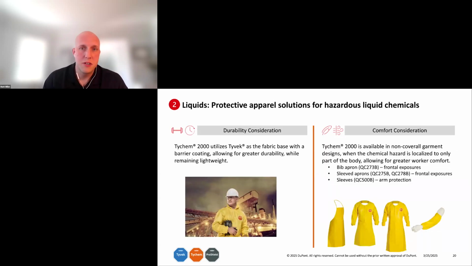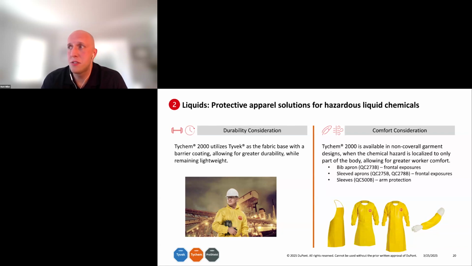So I've talked a lot about protection. Again, that's the key focus here, making sure we've got the right protection. So now we're looking into durability considerations. I touched on this earlier. The durability piece is there with this particular liquid protection garment because of the Tyvek as a base fabric. So you are going to get those properties, those characteristics that we know from regular Tyvek or the Tyvek 400 line.